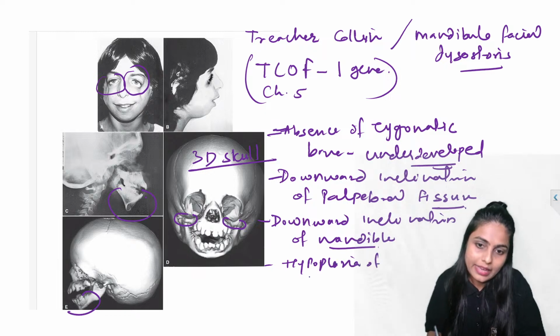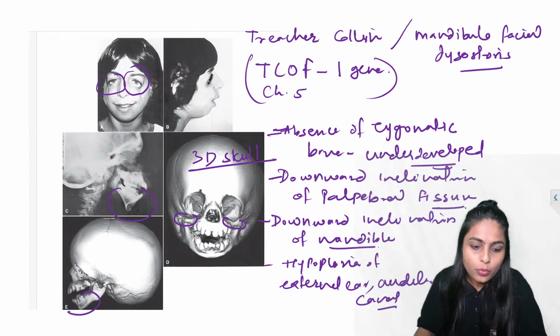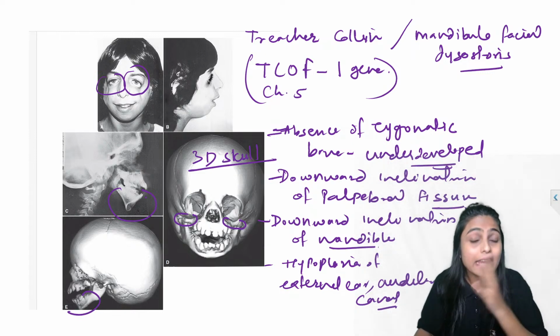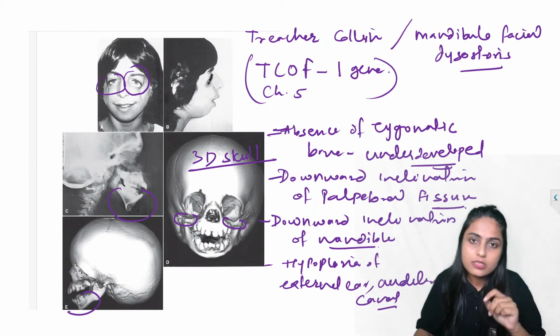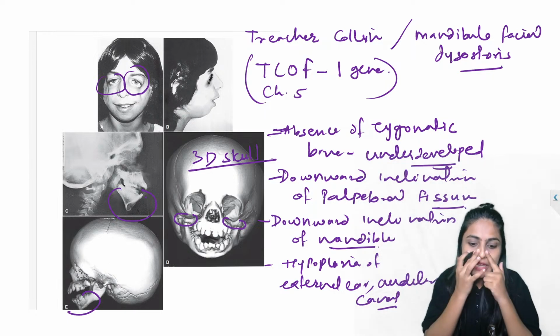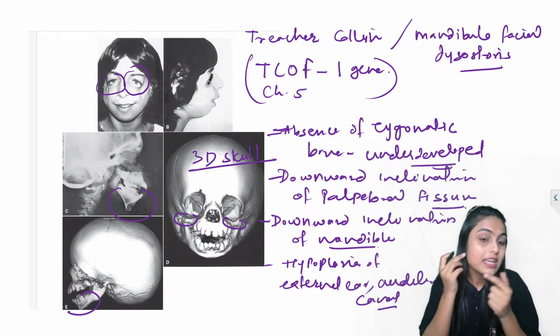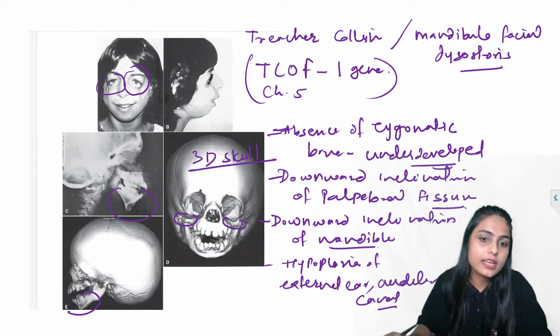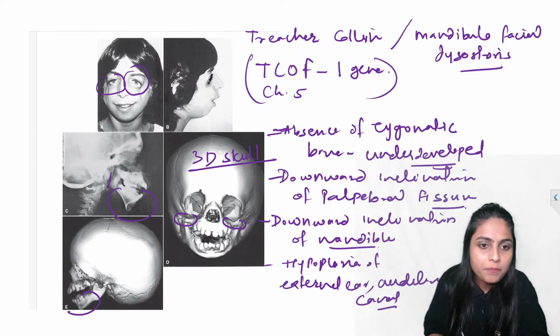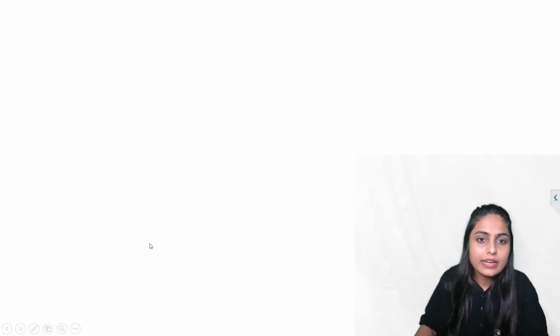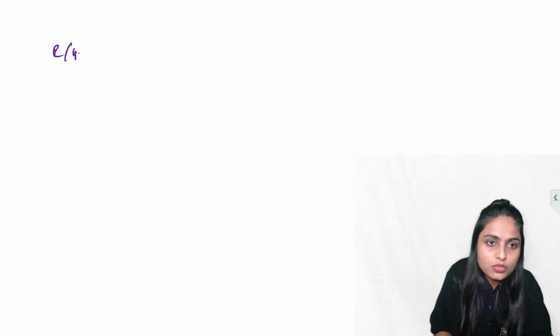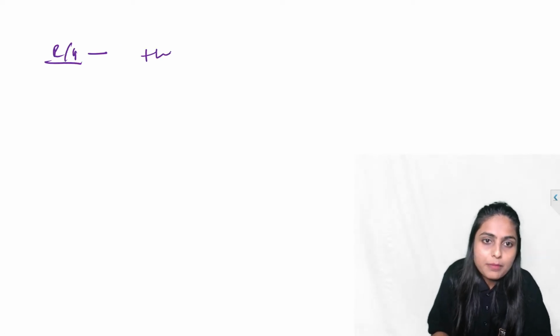Hypoplasia of external ear and auditory canal, right? Now, when we talk about the radiographic features of Treacher Collins, again, absence or hypoplasia of the zygomatic bone is there. Steep mandibular angle is there, okay? So I'll just write down the radiographic features over here.